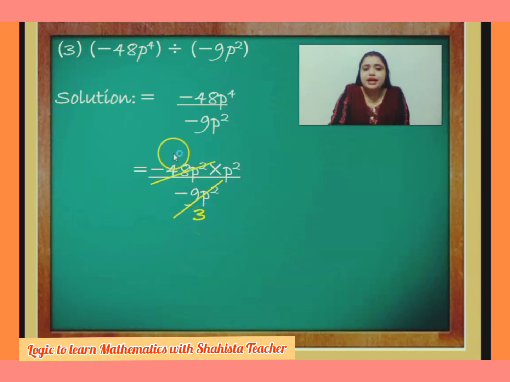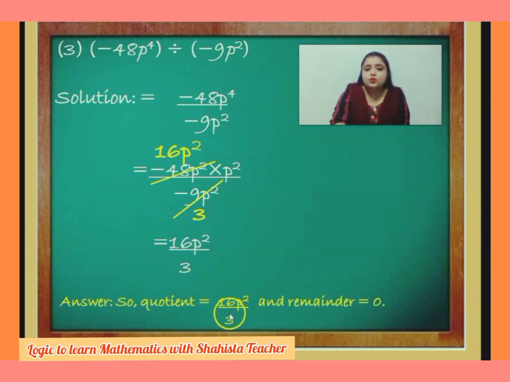3 threes are 9 and 3 sixteens are 48. This p square comes here and the other p square gets cancelled. So the numerator is 16p square and the denominator is 3. That means the quotient is 16p square upon 3 and the remainder is 0. So our answer is: quotient is 16p square upon 3 and remainder is equal to 0. Is that clear, my dear students? In this way we have completed sub-question 3 of practice set 10.1.